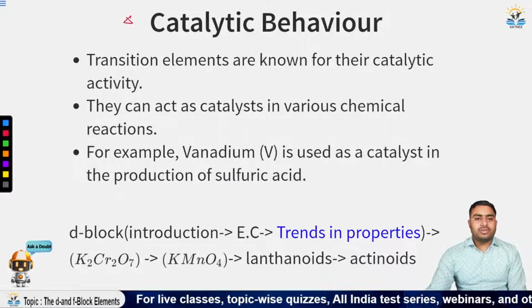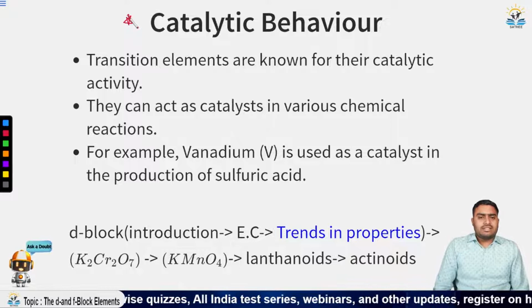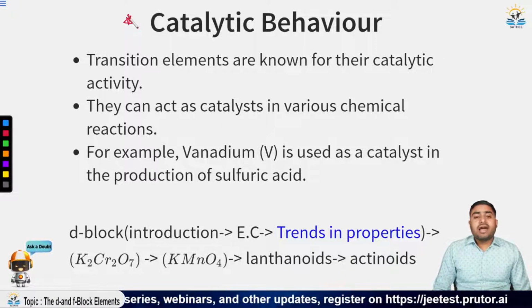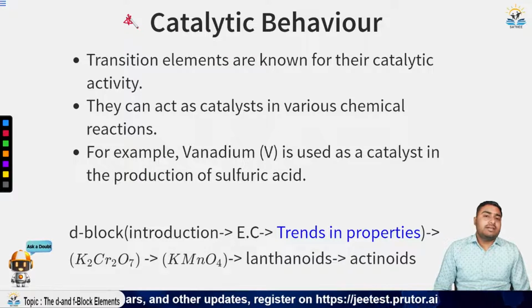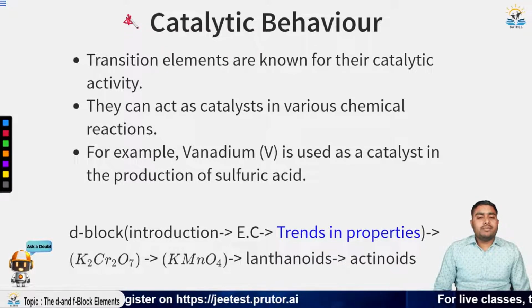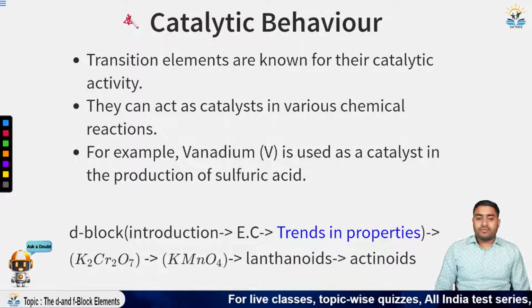Let's move to the next point, that is the catalytic behavior. Initially we were discussing some properties in that part. As I told you, platinum acts as a catalyst, iron acts as a catalyst, vanadium acts as a catalyst. So transition elements are known definitely for their catalytic activity, right? They can act as a catalyst in various types of chemical reactions.